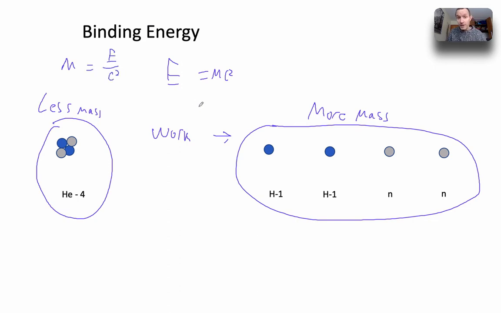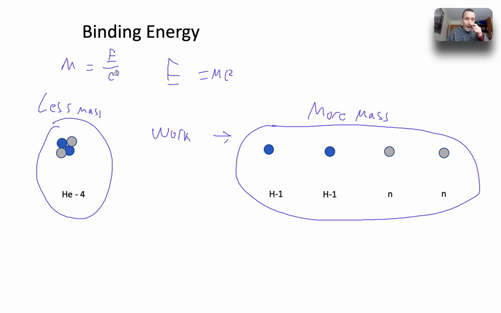Now, c squared is a big number, but it's not infinity. This is a profound thing. If you throw a baseball, that moving baseball has more mass than the baseball had when it was sitting still. If you lift a mass up, if I take something and I lift it, it has more mass when it's higher than it does when it's lower. So this is just a crazy thing.